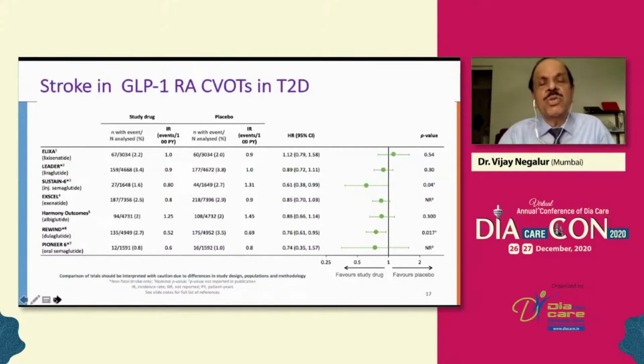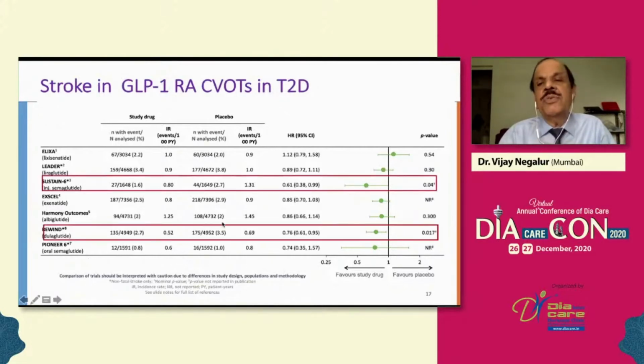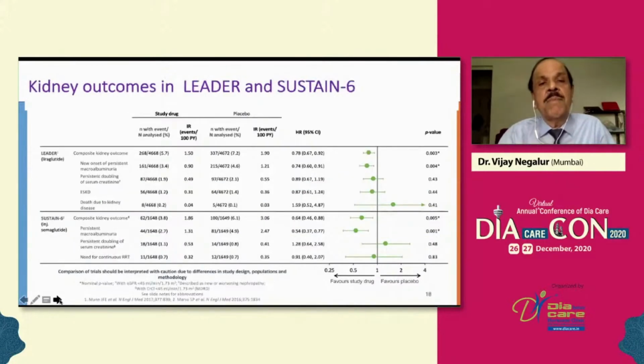If we look at stroke in the GLP receptor agonists, it was only the SUSTAIN trial and the REWIND trial which showed a good response in stroke with GLP therapy. This is probably because these drugs reduced blood pressure significantly. So the reduction in hypertension probably is responsible for such a beneficial effect of the GLP receptor agonists in terms of stroke outcome.